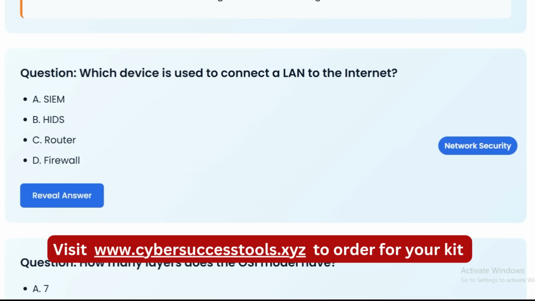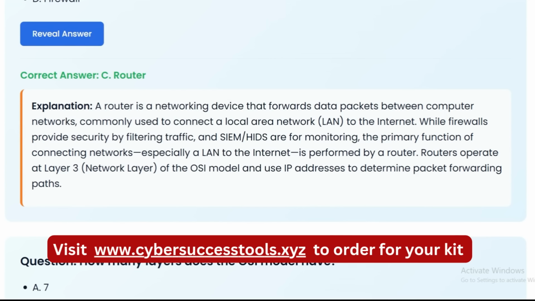The router is a networking device that forwards data packets between computer networks, commonly used to connect a local area network to the internet. So while firewalls provide security by filtering traffic, SIEM and HIDS are for monitoring. The primary function of connecting networks, especially LAN to the internet, is performed by a router. Routers operate at layer 3, which is the network layer of the OSI model, and use IP addresses to determine packet forwarding paths. So obviously that is a router.